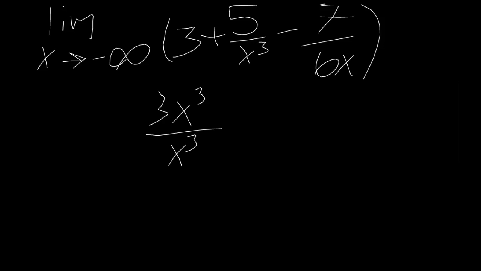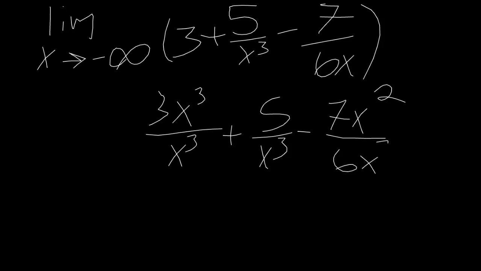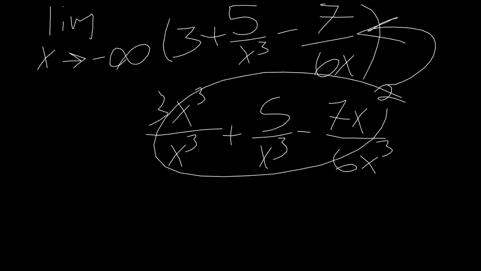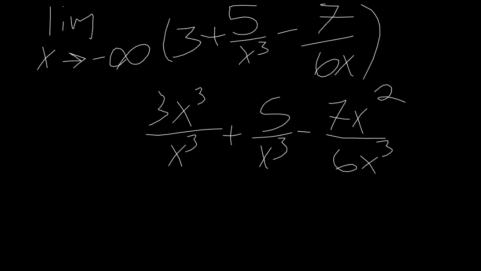So this is still 3 plus 5x cubed. This is the same, and we're trying to get the same denominator of x cubed. Now here we have 6x. To get that to a cube, we're going to multiply that by 6 squared. So we have 7x squared over 6x cubed. Now we can see that if we were to take these out, we would still get back to the same original value. So this is still equal to this. This doesn't change anything. It just gives us a common denominator so we can combine like terms.